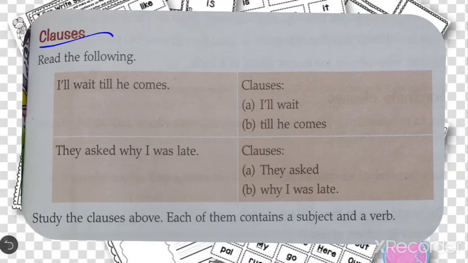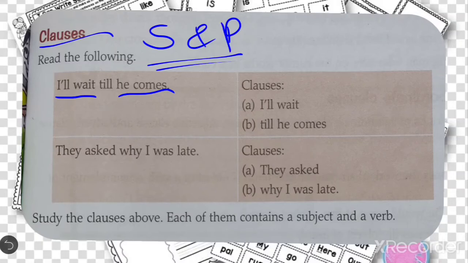Read the following. I will wait till he comes. I will wait. He comes. We have learned that in a clause, subject and predicate both will come. It may not give a complete meaning, but subject and predicate both will come in a clause. Now look here. I is a subject. Will wait is the predicate. He is a subject. Comes is the predicate, but it is joined with till.